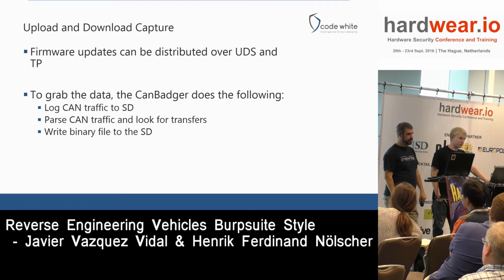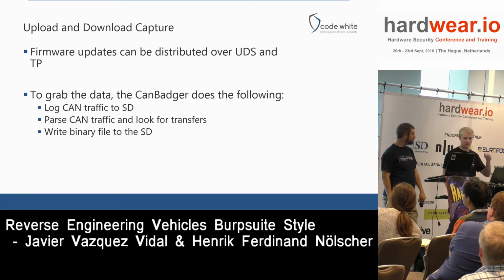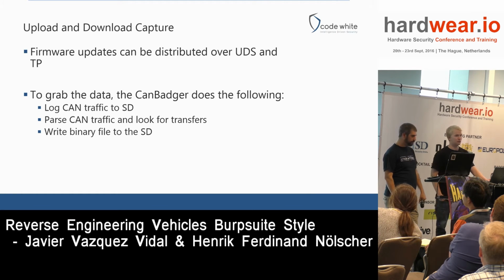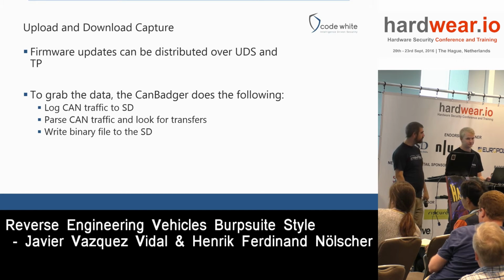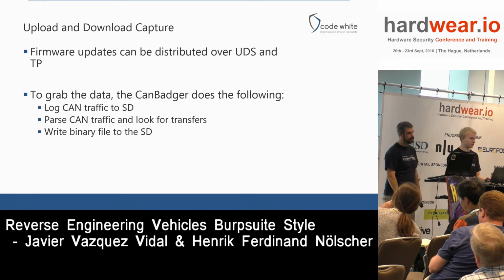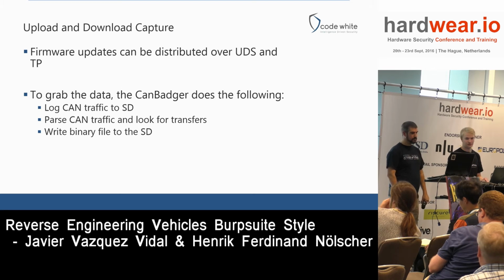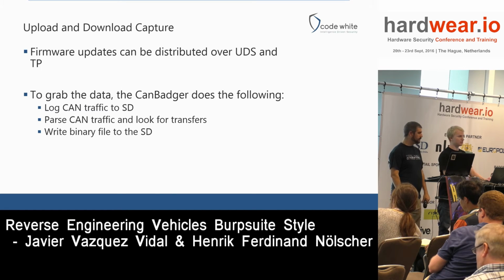The CanBadger can grab these on the fly and log them to the SD card. It will automatically look for those transfers, and you can tell it to dump the binaries on the SD card. This is very interesting because on the way to the car, it might actually be encrypted. So if you're looking into that, you will just see some ciphertext. But on the CAN bus itself, mostly it's not encrypted.